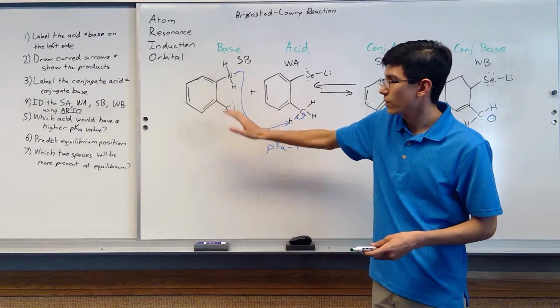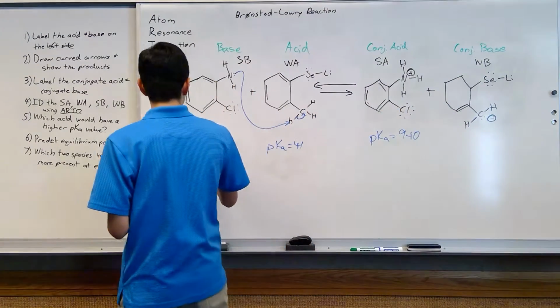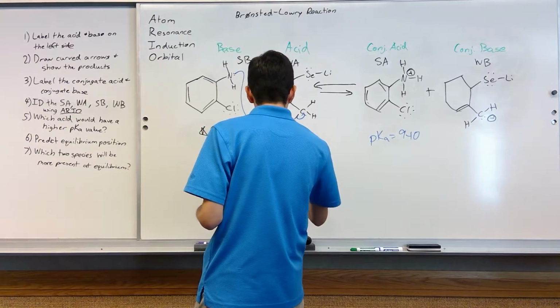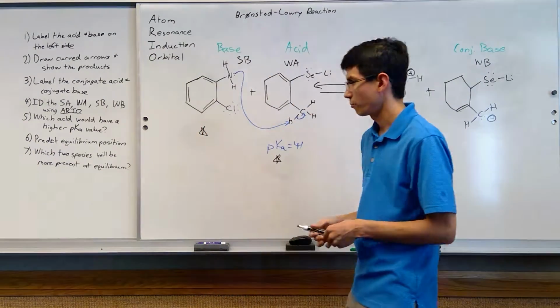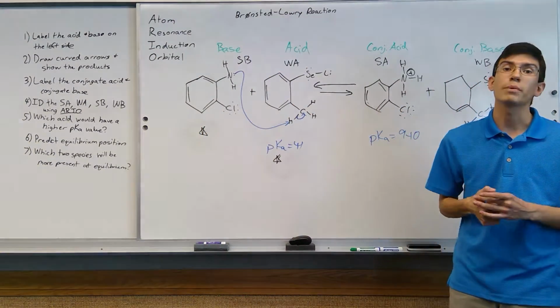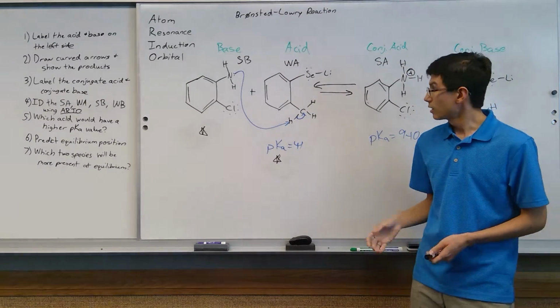Because it favors the reactants, these two species will be more present at equilibrium, where the equilibrium constant will be less than 1. Thank you for your time.